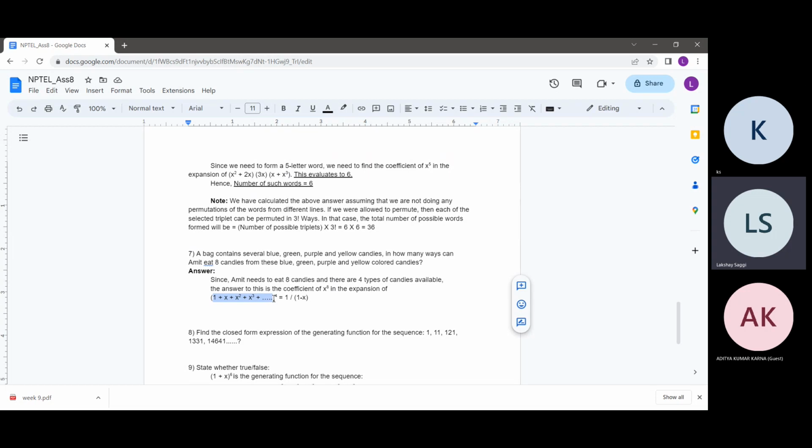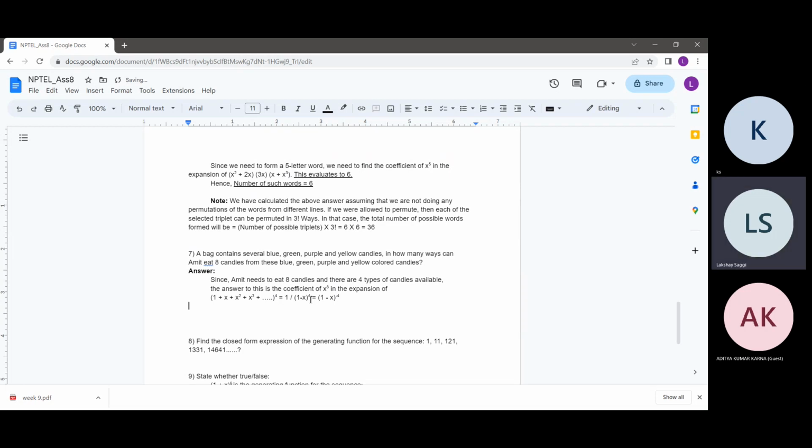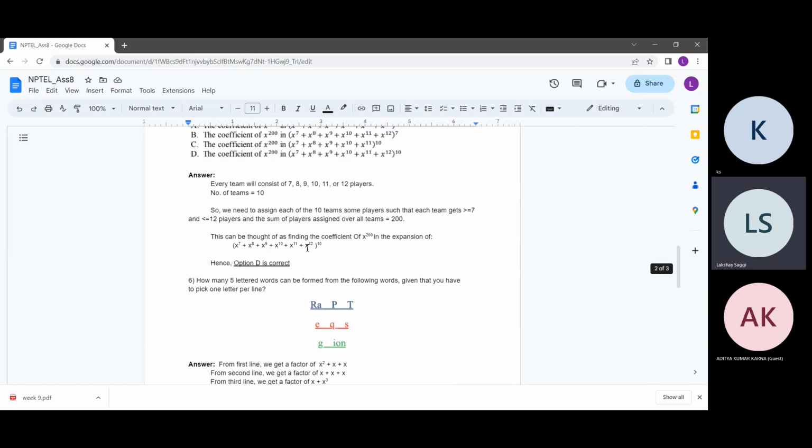So this raised to power 4 will be 1 raised to power 4 upon (1 minus x) raised to power 4. 1 raised to power 4 is nothing but 1, and then (1 minus x) raised to power 4. So this is like (1 minus x) raised to the power minus 4. As we already did, we just need to find the coefficient of x to the power 8 in the expansion of (1 minus x) raised to power minus 4. So I'll copy paste the formula again.